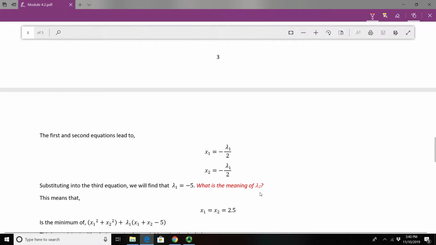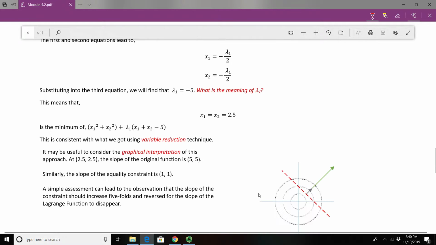So what is the meaning of this? Basically, this variable is telling you how you can make x1 and x2 correspond to a minimum point while satisfying the equality constraint at the same time. So of course, when I substitute minus 5, it would be minus minus, plus 5 over 2, 2.5, like what we did before. So it's really interesting to look at what we are doing graphically.